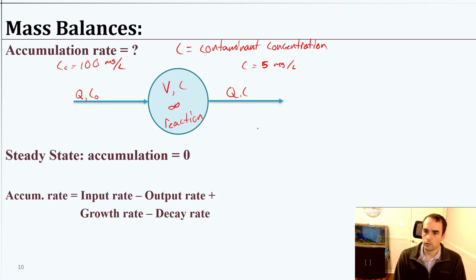Okay, so given that, we're going to define steady state as the time when that accumulation is zero. And so when we write a mass balance, we're always going to use this form. We're going to have accumulation rate is equal to the input rate. So over here is the input, minus the output, plus whatever reactions are happening. So we would have growth.